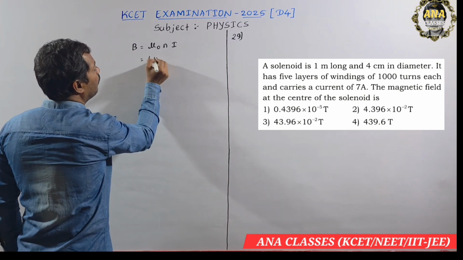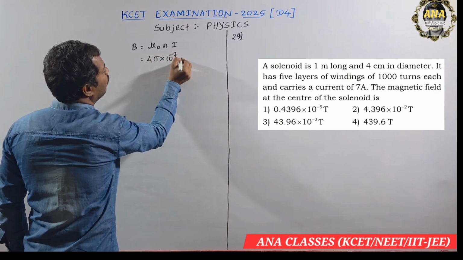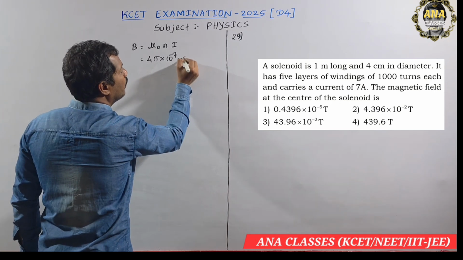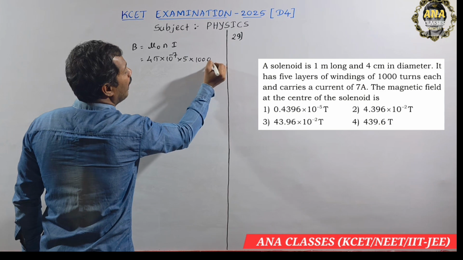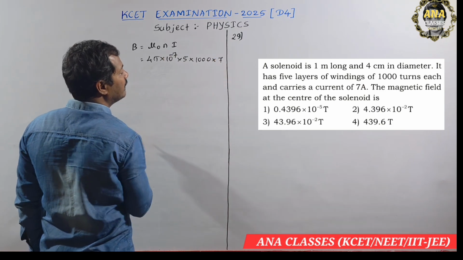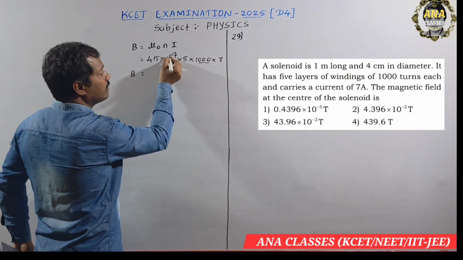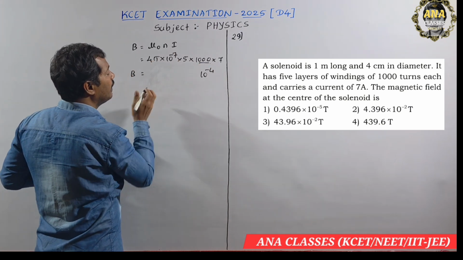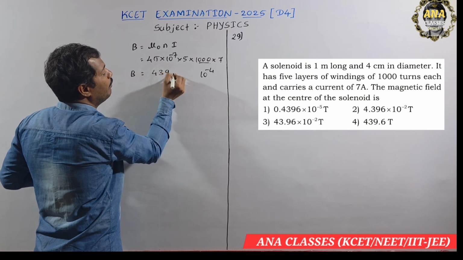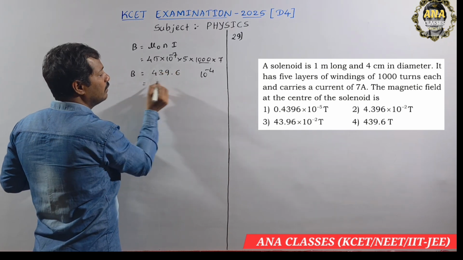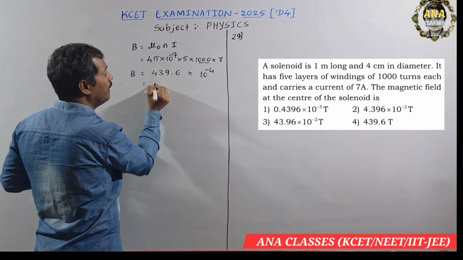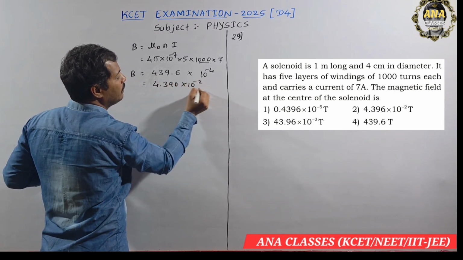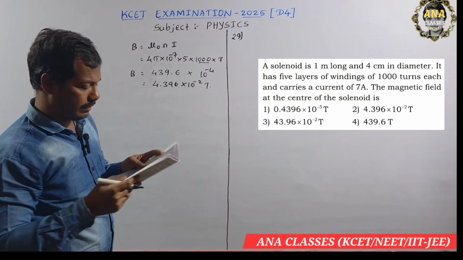Mu naught value is 4 pi into 10 to the power of minus 7. Here n is 1000 turns and there are 5 layers, so 5 into 1000, and the current is 7 ampere. Three zeros multiplied by 10 to the power of minus 7 gives 10 to the power of minus 4. By multiplying all these, we get 439.6. By moving the decimal point, the answer is 4.396 into 10 to the power of minus 2 Tesla.